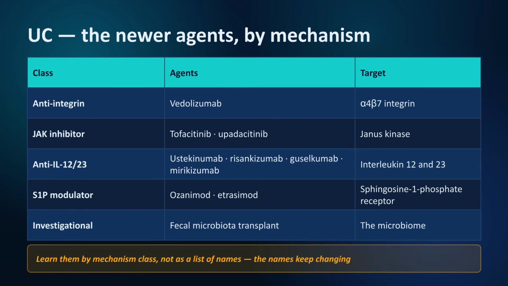Beyond anti-tumor necrosis factor, there is now a substantial list of newer agents, and the way to hold them is by mechanism class. Vedolizumab is an anti-integrin. It blocks alpha-4 beta-7. Tofacitinib and upadacitinib are Janus kinase inhibitors. Ustekinumab, risankizumab, guselkumab, and mirikizumab target interleukin 12 and 23. Ozanimod and etrasimod are sphingosine 1-phosphate receptor modulators. And fecal microbiota transplant remains investigational. Learn the classes. The individual names change every year. The mechanisms do not. Vedolizumab acts only in the gut, which is why it carries the least systemic immunosuppression.